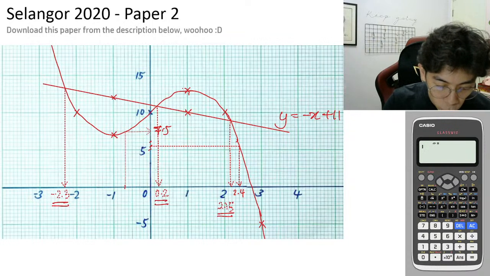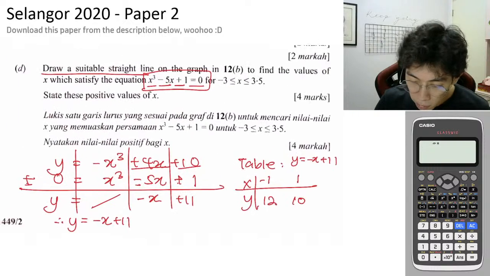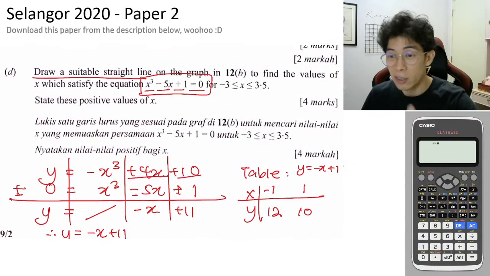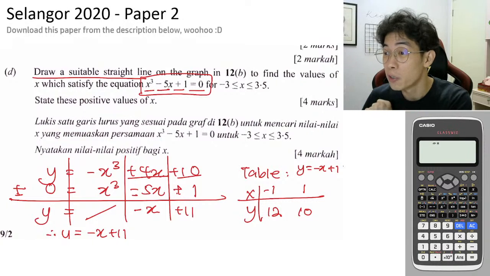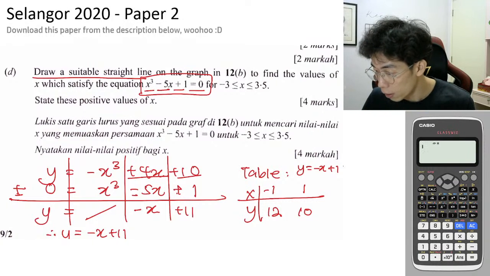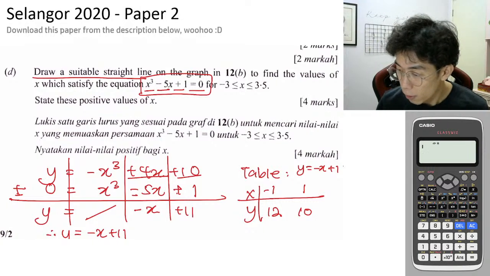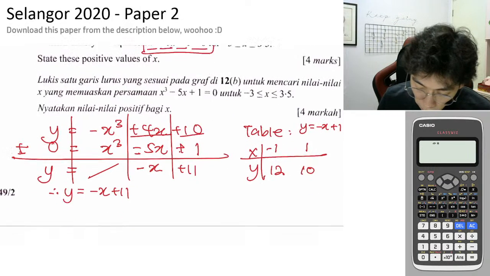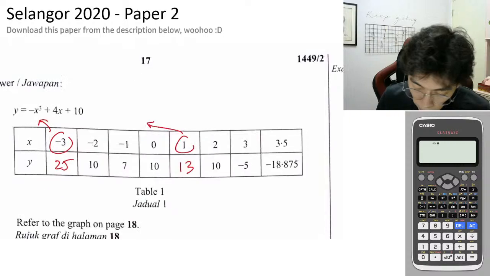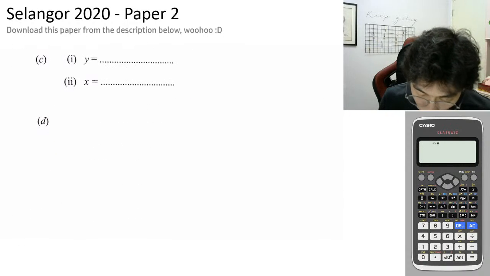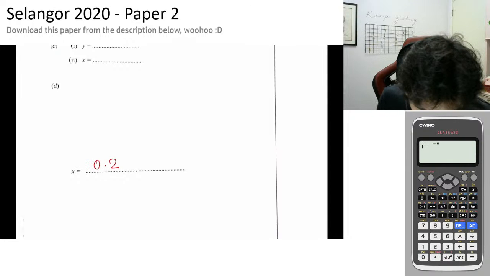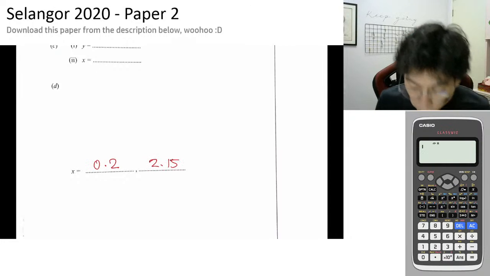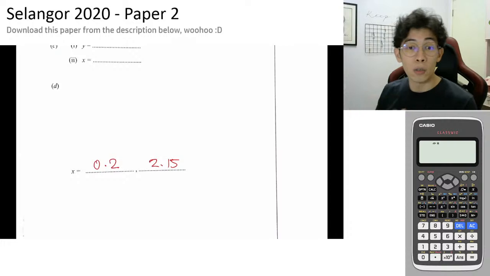And now go back to the question and have a look at it. Do you notice they mentioned the word, see this? State these positive values. So you state the positive. Okay, so when you state the positive, you will get the answer. You see, your part D, there is a space for you to write on. So you write 0.2 and 2.15. Okay, so that's the whole process.